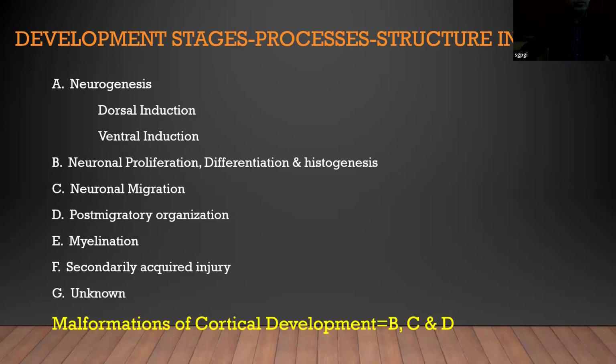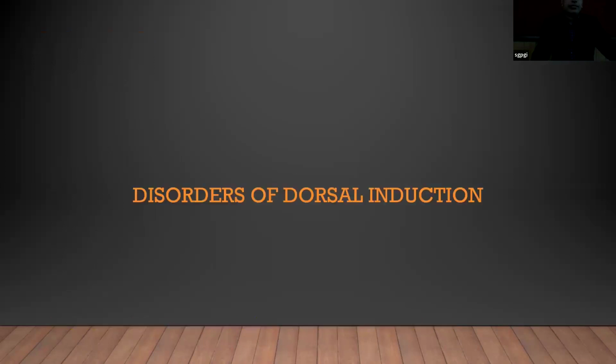and myelination is happening. Many of the processes may not be due to primary involvement. They may be due to secondary insults like hemorrhage and ischemia. And of course, many of the cases will not have any known cause. So malformations of cortical development basically belong to groups B, C, and D. And this is also part of my talk today.